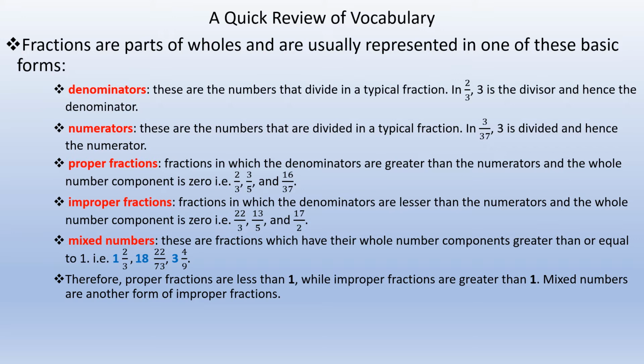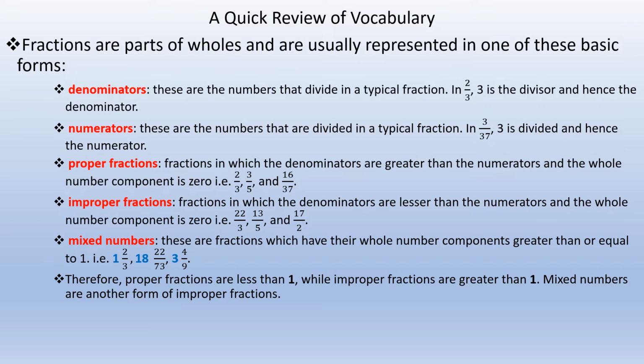Examples like we see on our screens are one whole number and 2/3. One whole number and, in math, "and" means addition. So one whole number plus 2/3 will give you one whole number and 2/3. 18 whole number plus 22/73 will give you 18 and 22/73. 3 whole number and 4/9 is 3 whole number plus 4/9.